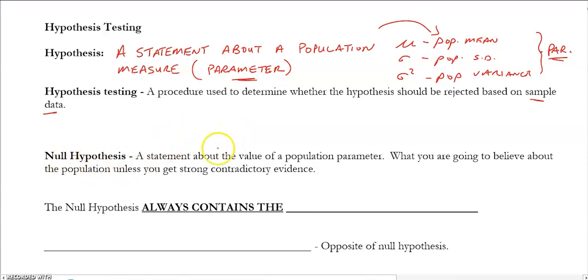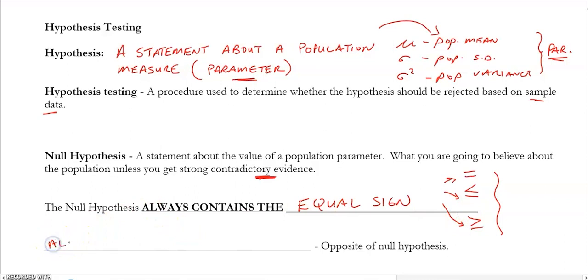The null hypothesis is the statement about the population parameter in question, what you believe is going to be true unless you have evidence that contradicts your belief. The null hypothesis will always contain the equal sign, and that's important. Now, by equal sign, we have situations where it's strictly equal to, less than or equal to, or greater than or equal to. But in all these cases, the equal sign is included.